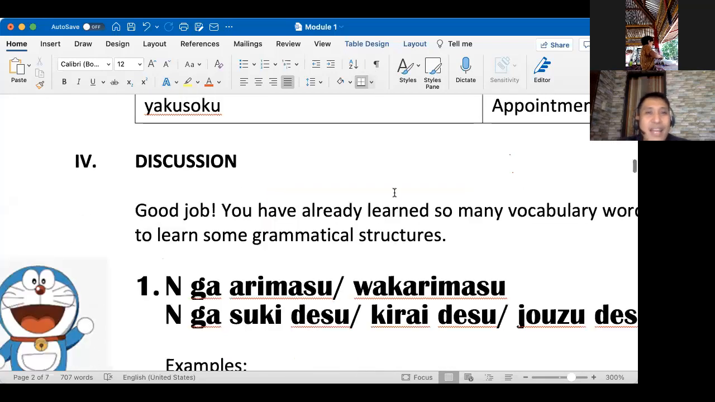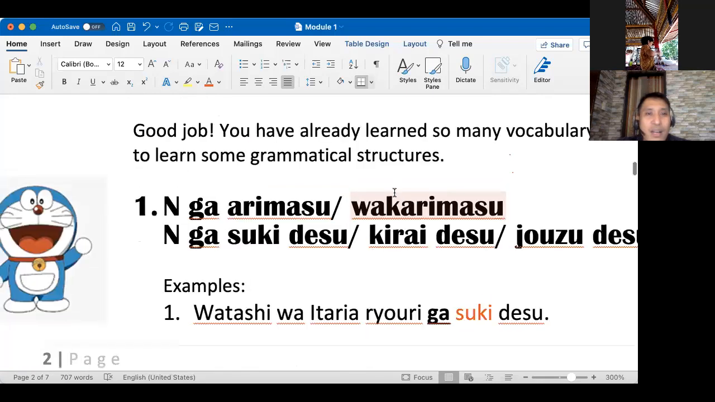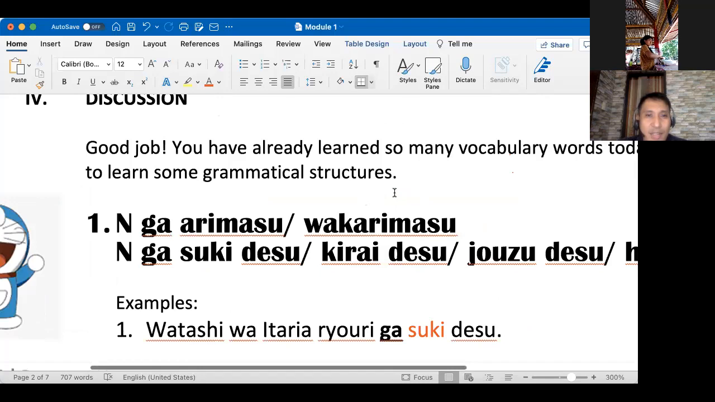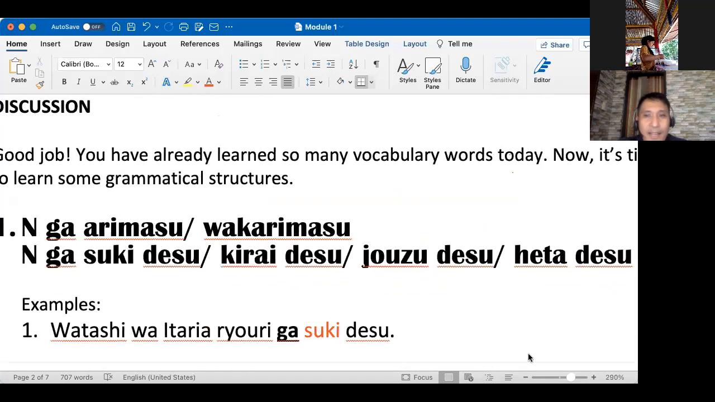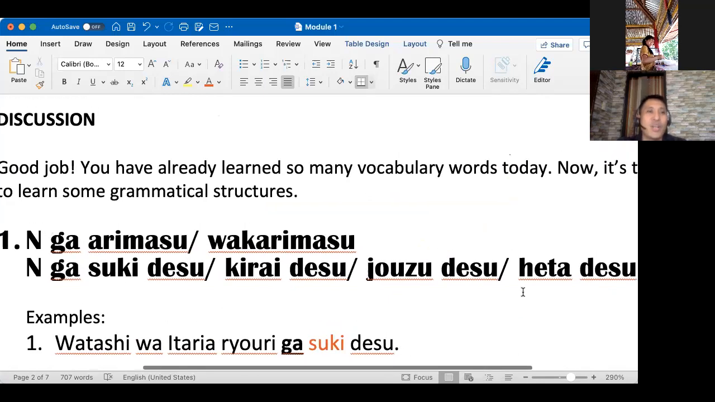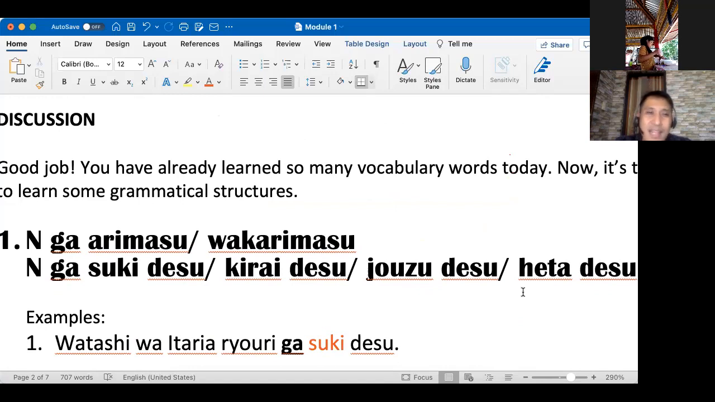Okay? Now, puntahan natin yung discussion, ito na yung ating grammar lesson. Ito yung ating number 1 grammar pattern. It's N ga arimasu. N means noun. So, nani-nani ga arimasu. Sabihin ko, I have a cell phone. So, keitai ga arimasu. Pwedeng cellphone ga arimasu, if you don't know the exact word for cell phone. Or pasokon ga arimasu.